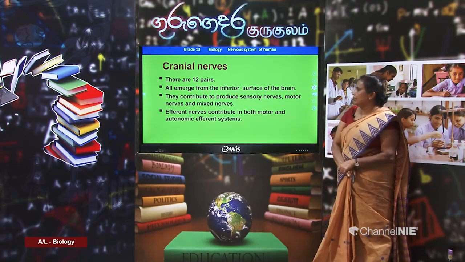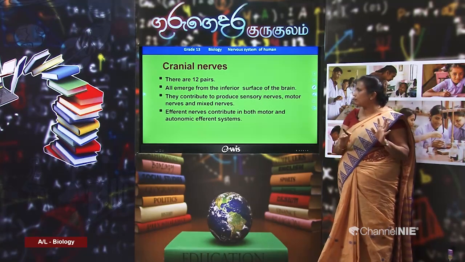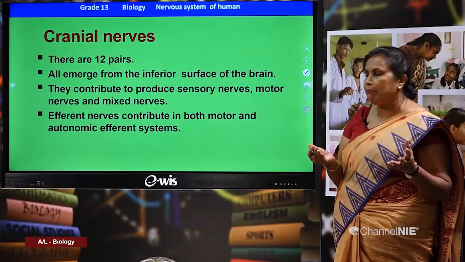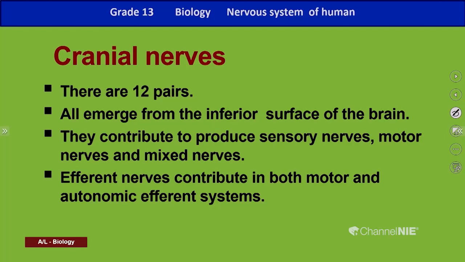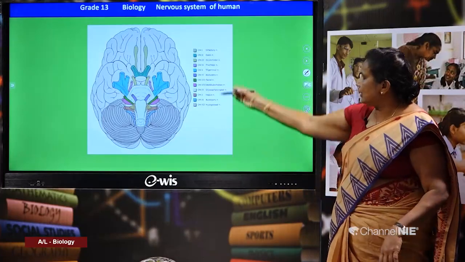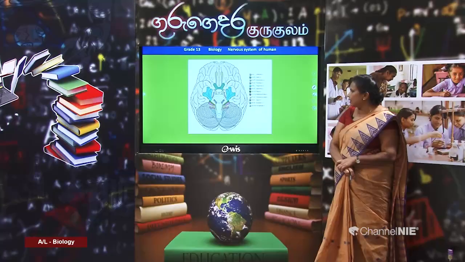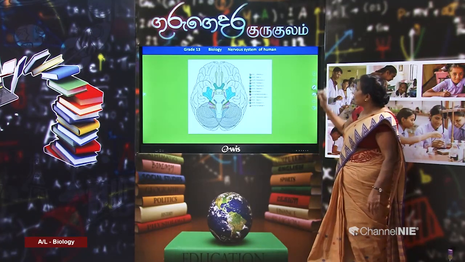Then the cranial nerves are part of the peripheral nervous system, 12 pairs that emerge from the brainstem. Some produce sensory nerves, some motor and some mixed nerves. Efferent nerves contribute to both motor and autonomic efferent systems. In this diagram you can see all 12 pairs of cranial nerves in different colors, all derived from the inferior surface of the brain.